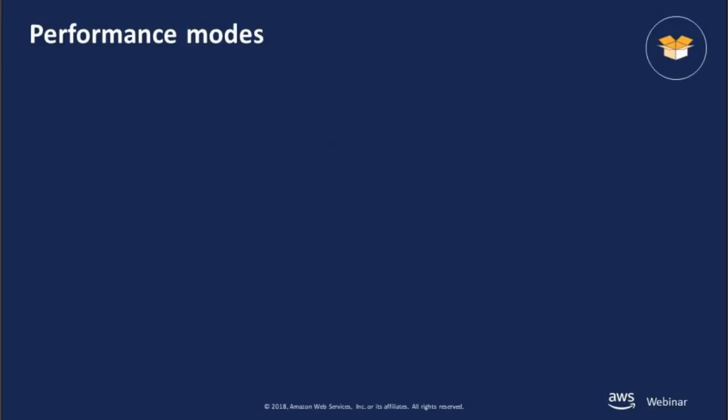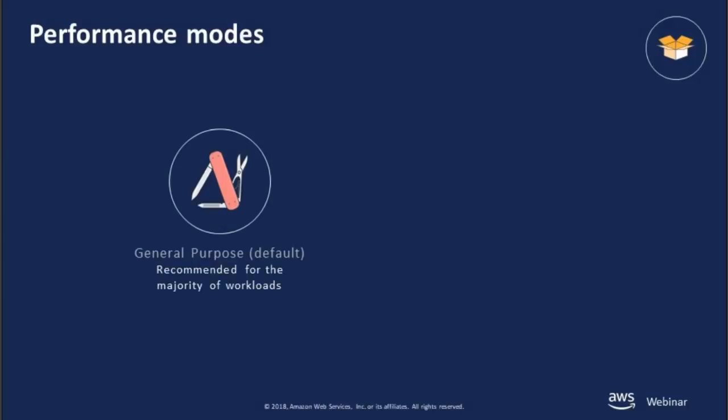So let's talk about the performance modes of Amazon EFS. There are two different performance modes that we offer. When you create a file system, you would select one or the other. The default performance mode is what we call general purpose, and this is recommended for the majority of workloads. When you create a new file system and you're kicking the tires, so to speak, we recommend that you create a general purpose mode file system and test your application using it.